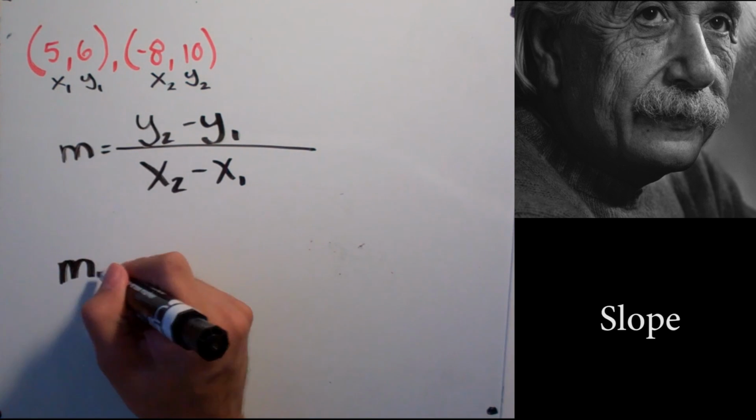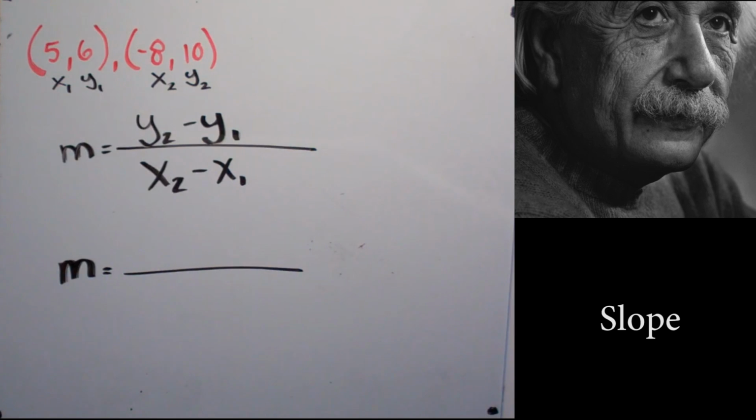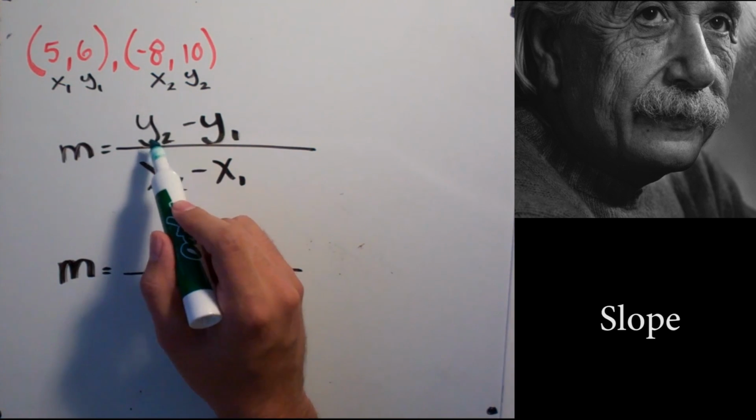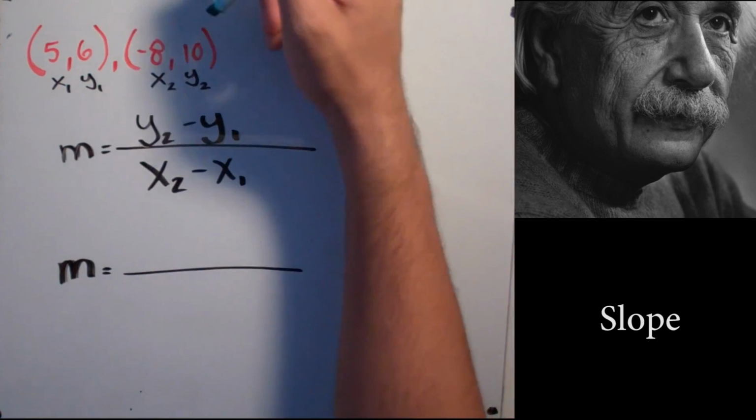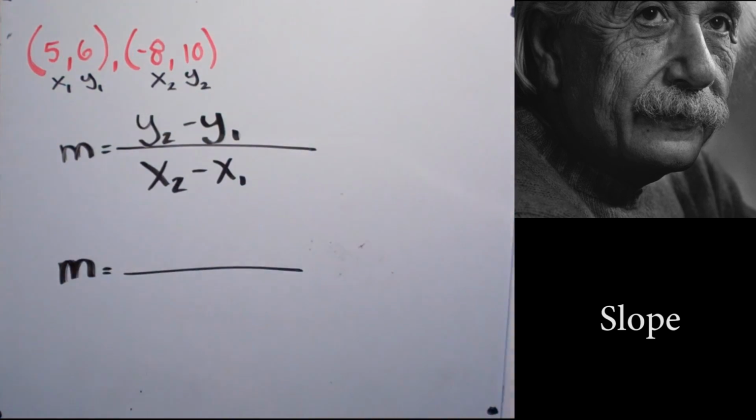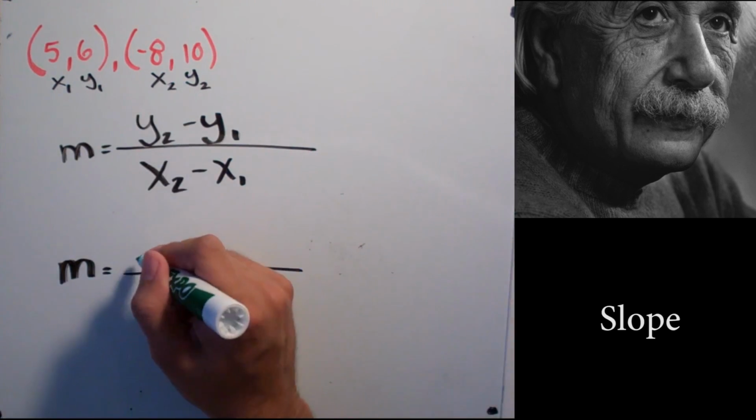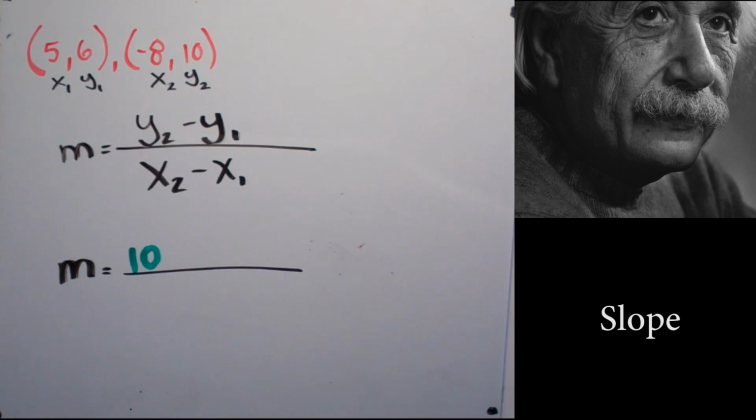So I'm gonna put m equal to, let's put a big fraction. Alright, so starting off, what's y2? Well, I look over here, what's my second y? Well, that's that 10. If I properly label it, I can identify what it is. So I'm gonna put positive 10.